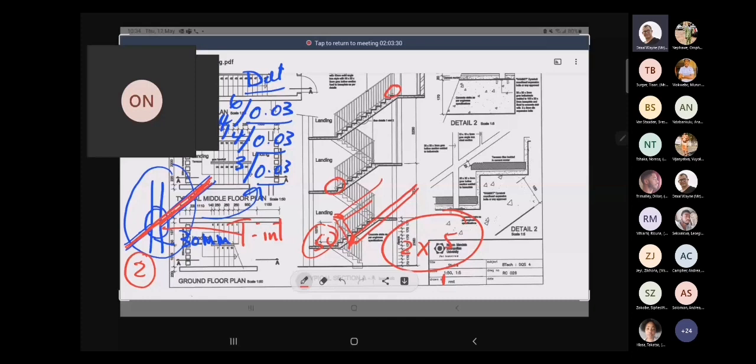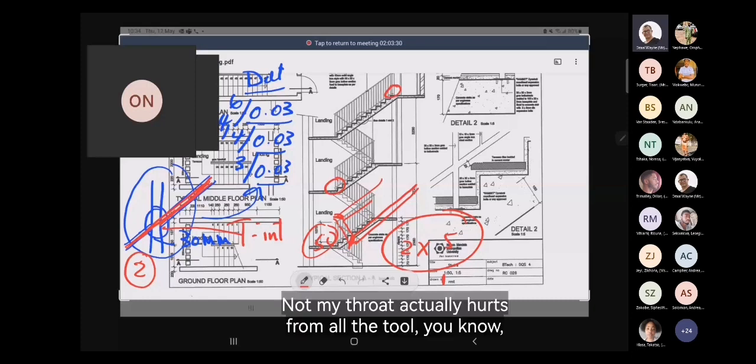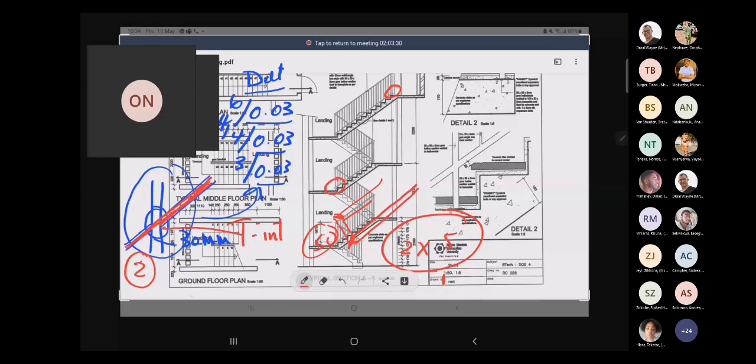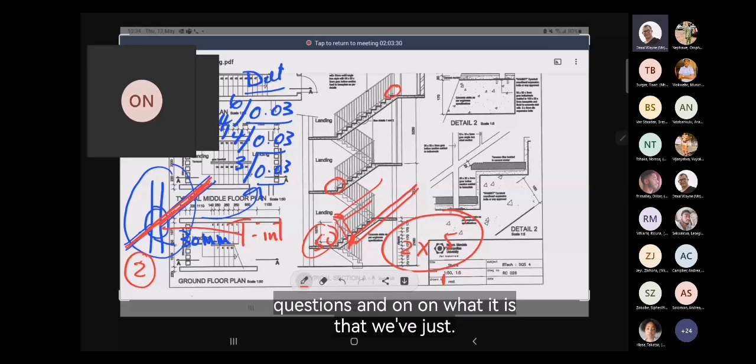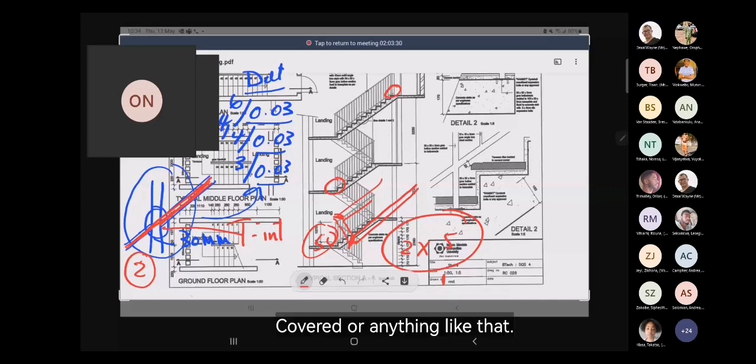Okay. My throat actually hurts from all the talking now, because I've been talking on my own here. Alternative D, I will not be doing today. I'll be doing alternative D next week, because it takes a slightly different angle to this all. But for now, for the next couple of minutes, I would allow for you to ask me questions on what it is that we've just covered, or anything like that.